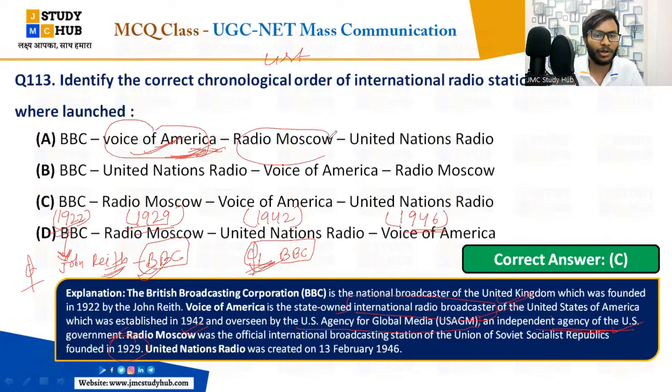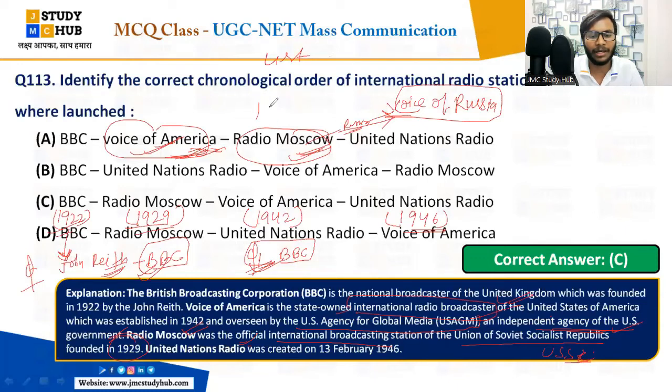Next it is about Radio Moscow. Radio Moscow was the official international broadcasting station of the USSR. It was founded in 1929 in Russia. It has been renamed; it is not Radio Moscow now. It is now known as Voice of Russia.